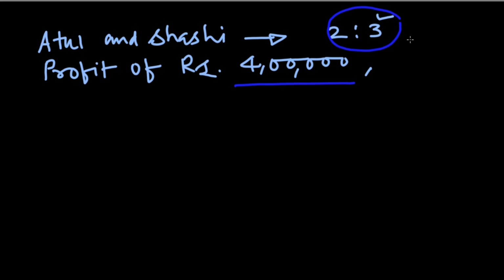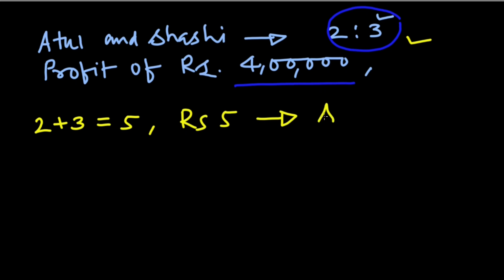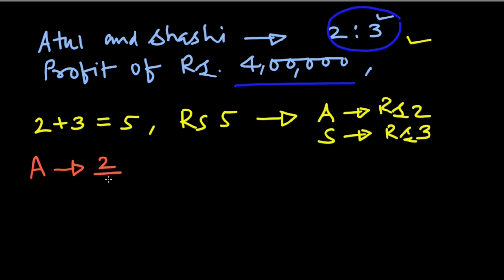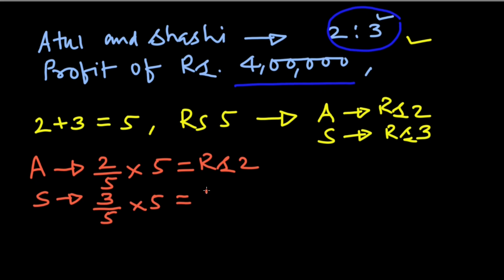Since the investment is in the ratio 2 is to 3, if we add 2 and 3, we get 5, which means if profit of rupees 5 is made, then Atul will get rupees 2 and Shashi should get rupees 3. That is, Atul got 2/5 of rupees 5, that is rupees 2, and Shashi got 3/5 of rupees 5, that is rupees 3.